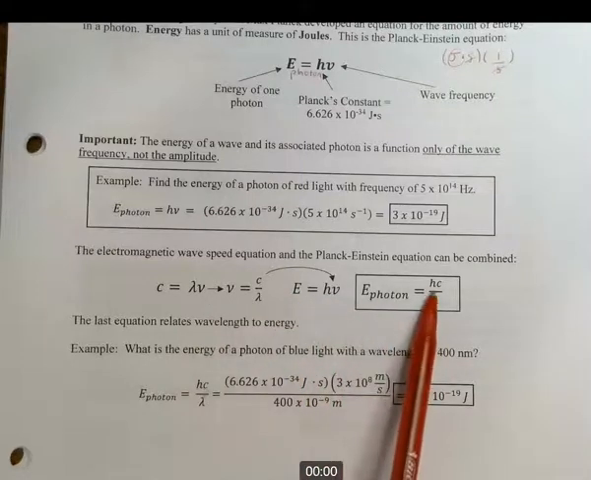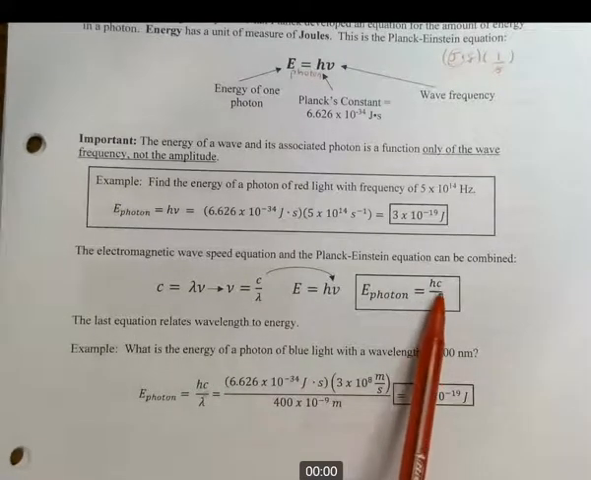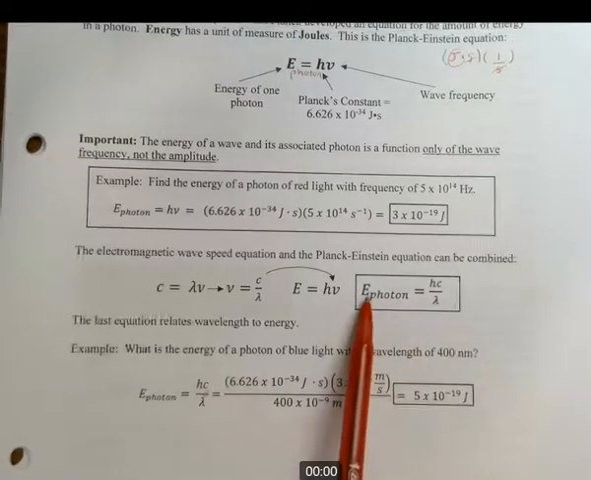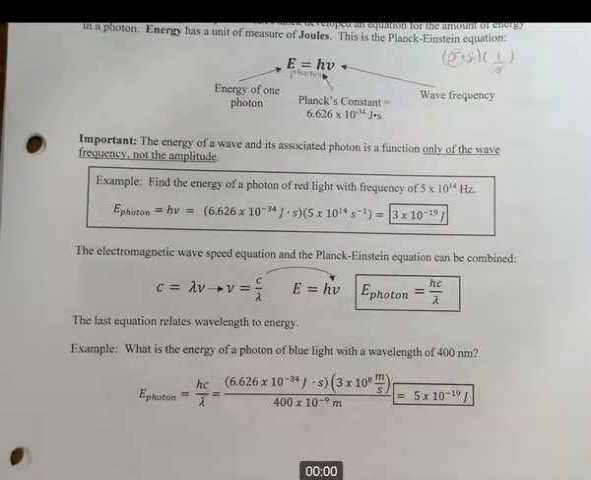Again, these are both constants up here. Planck's constant doesn't change, and the speed of light doesn't change. So it relates the wavelength of the light rather than the frequency to the energy of one photon. So here's another plug-and-chug problem. What is the energy of a photon of blue light with a wavelength of 400 nanometers?